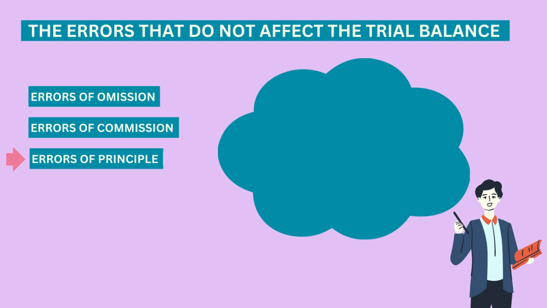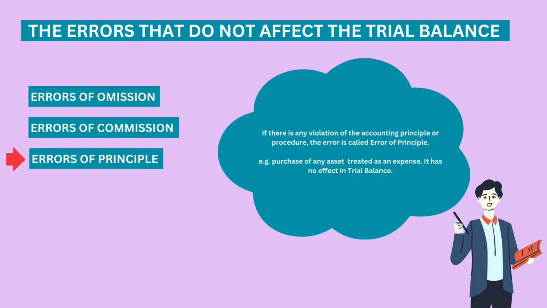Next one is errors of principle. If there is any violation of the accounting principle or procedure, the error is called an error of principle. Example, purchase of any asset treated as an expense. It has no effect on the trial balance.